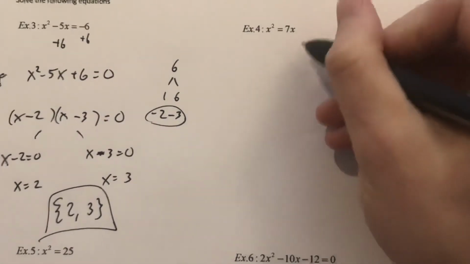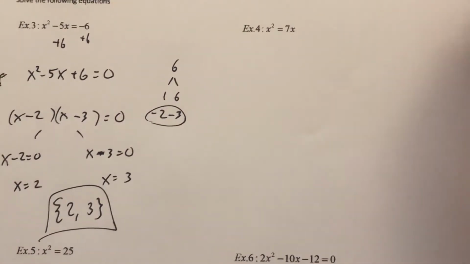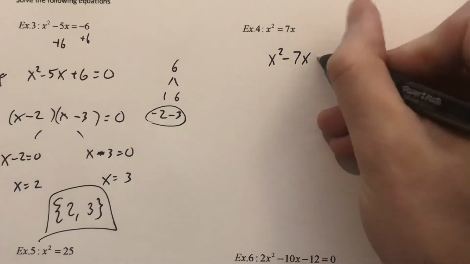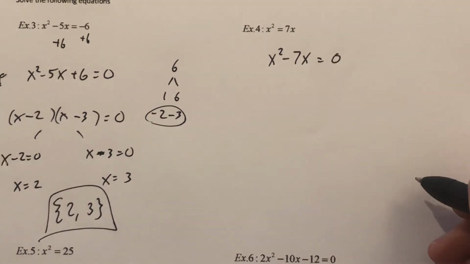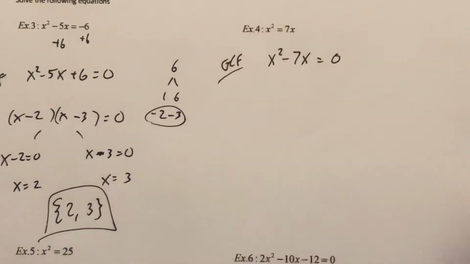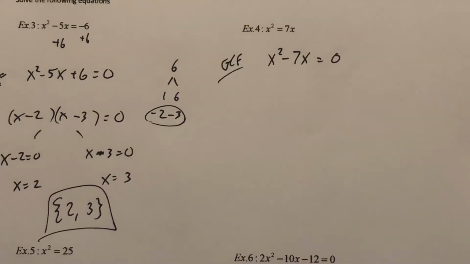All right, number 4. Again, we don't see equals 0, so we'll move everything to one side. And we'll do that just by subtracting 7x on over. Now I've got equals 0. Now I want to factor. I want to start with GCF, and this is the place where GCF is crucial that you do it first, because it's actually really the only way to do it.